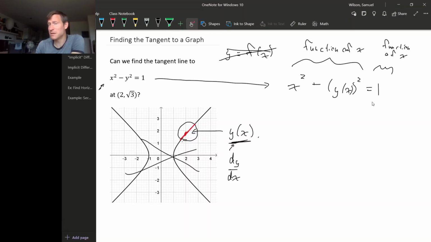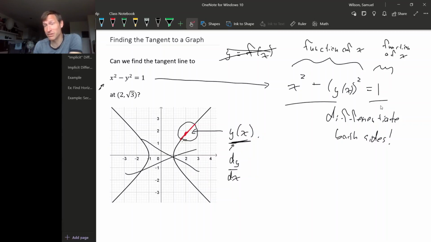So what we ought to be able to do in this situation is differentiate both sides. If these two functions of x are equal, then their derivatives will be equal as well. And if we take the derivative on both sides, then dy/dx is going to show up, and then maybe we can make some progress on solving for dy/dx. So that's the idea here.